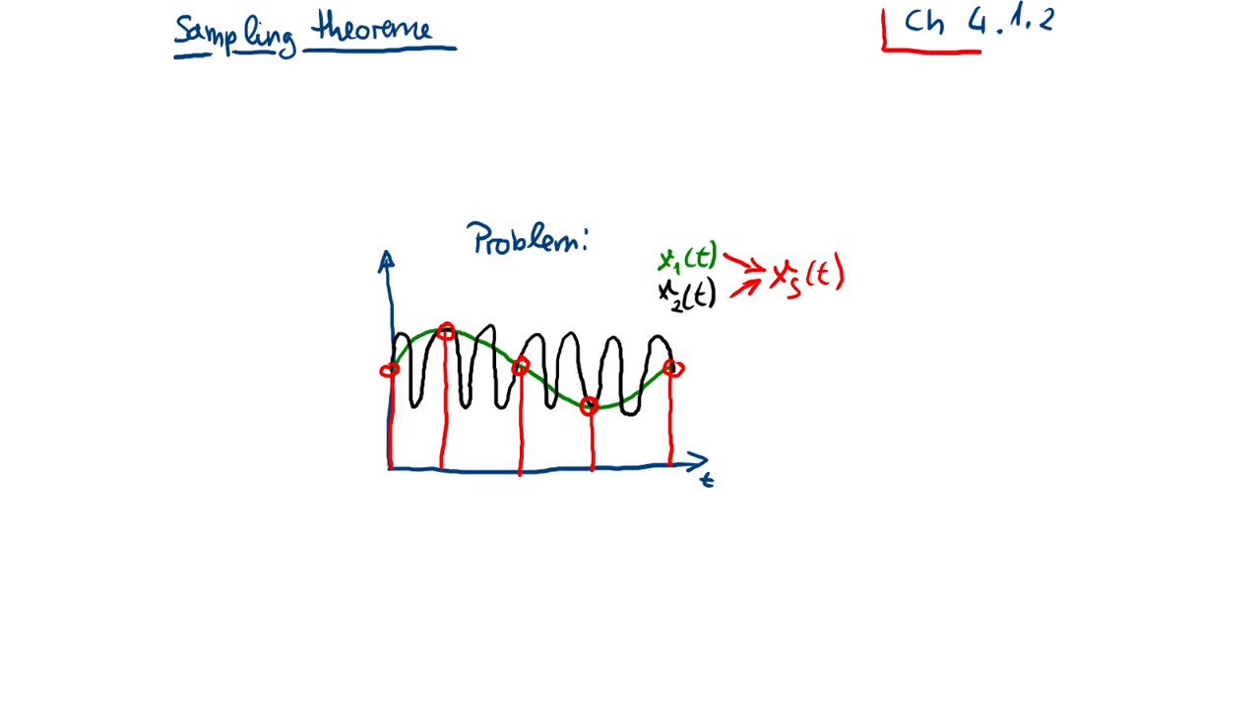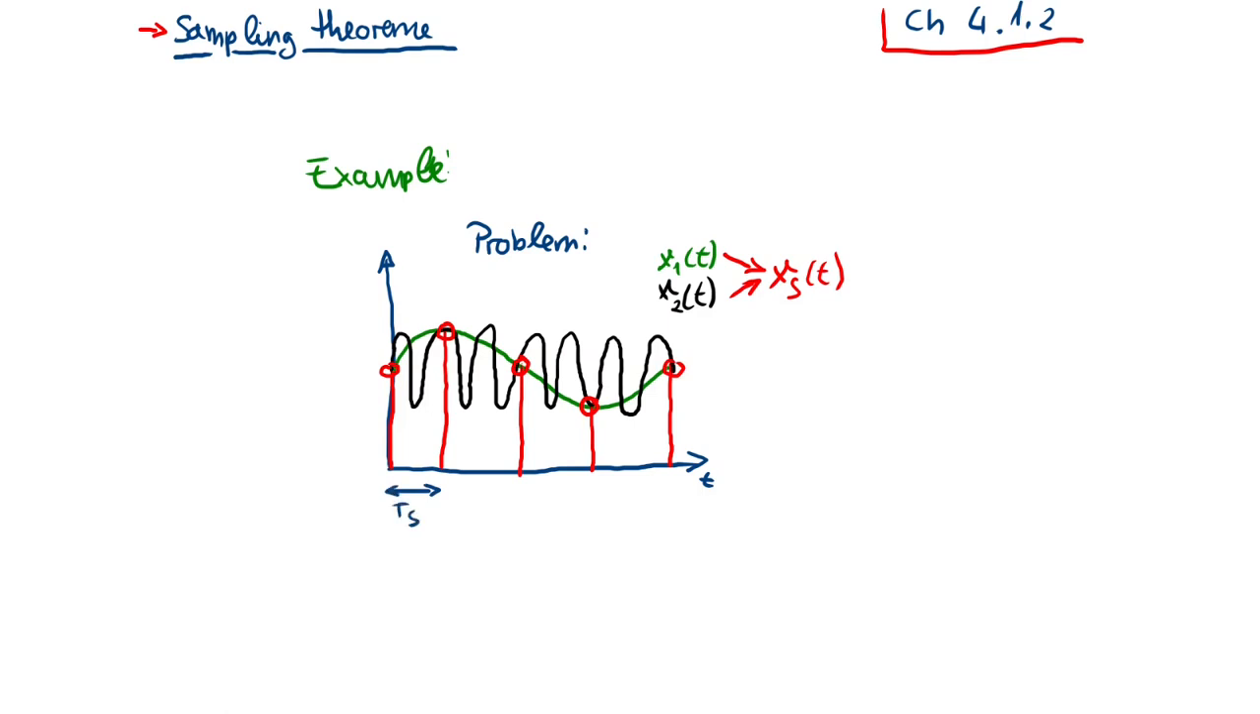Further reading on this topic is in the lecture notes in chapter 4.1.2, and the restriction which we are going to learn about is the sampling theorem. Here's an example that illustrates the restriction of sampling. So we have two signals, signal 1 and signal 2, and both signals are described in this diagram, and we choose a sampling period TS.